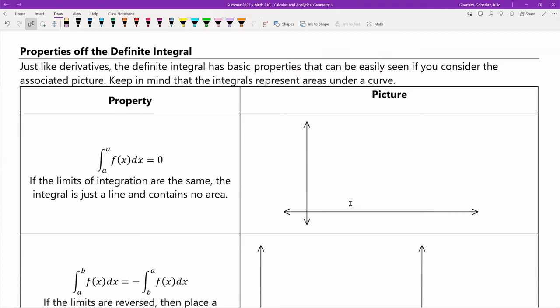So the first one: the integral from a to a of f of x dx is equal to 0. That basically says, suppose you had a function, and your limits of integration went from a to a. Then there is no area here. So therefore the integral of f of x dx from a to a should be equal to 0. There's no area there. It's just a straight line.